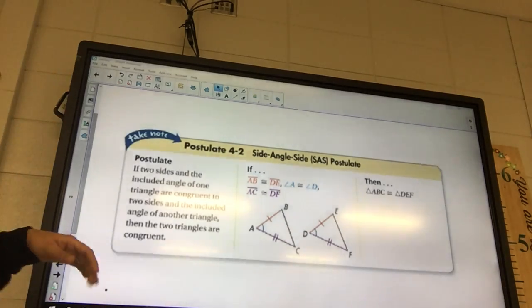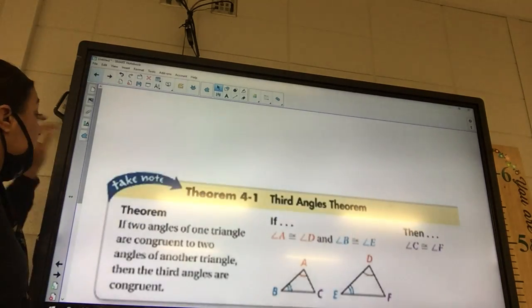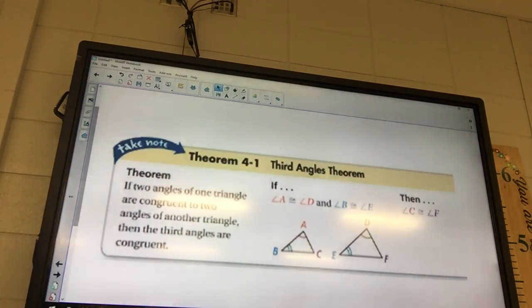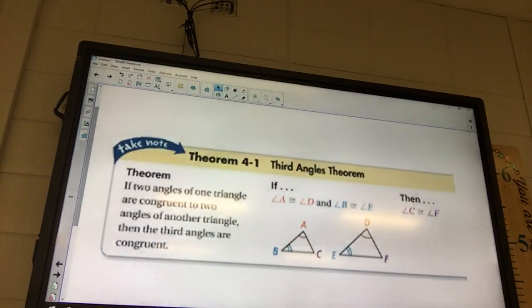All right, so today we are going to talk about, and we've already talked about the third angles theorem, but I'm going to go over it again. And then we're going to talk about side, side, side, and side, angle, side, which for most of you guys, this is just going to be a review. For some of you guys that were not here during that section, then you'll be learning it for the first time. But most of you guys have already gone over this.